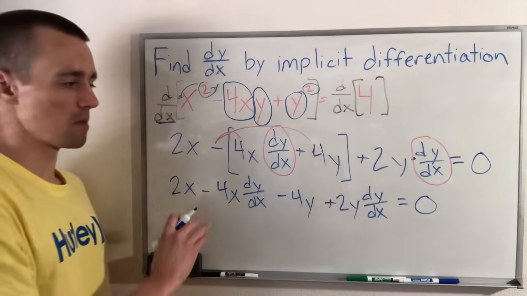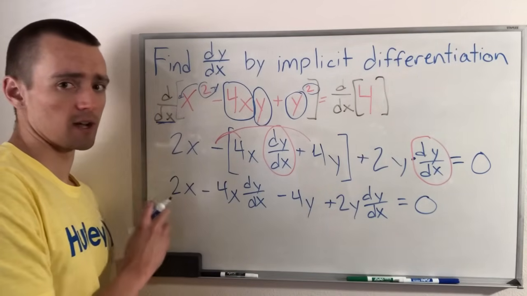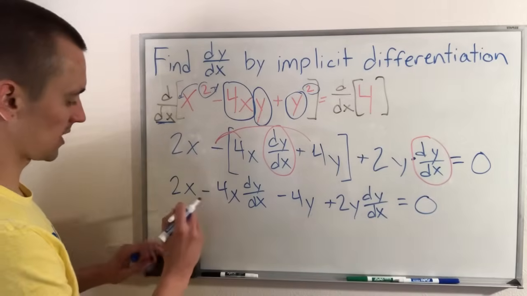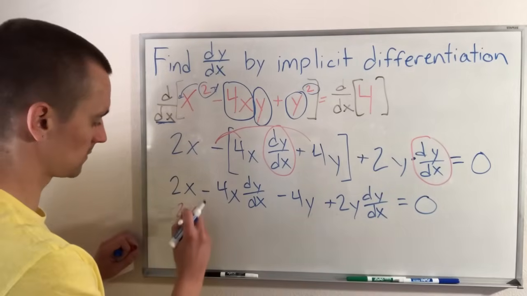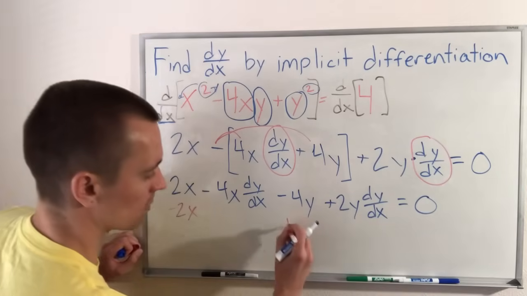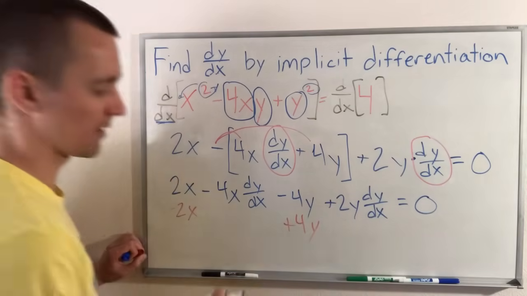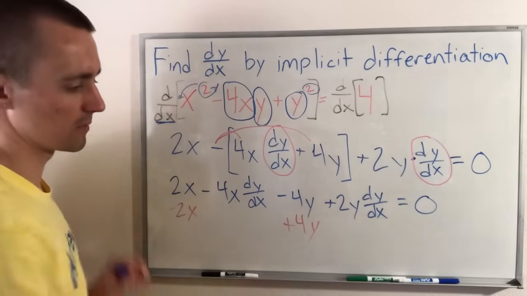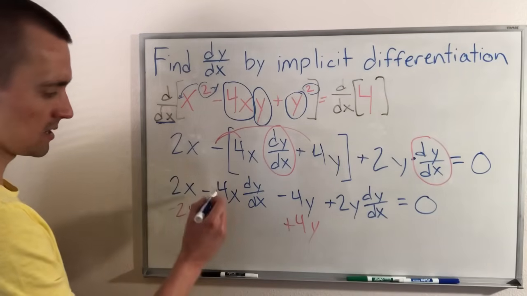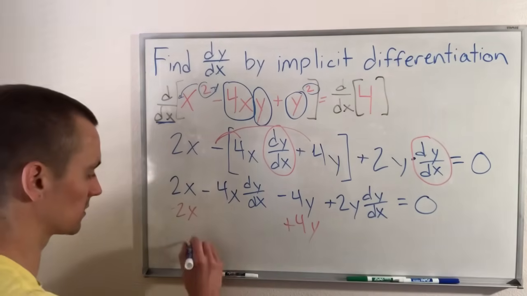So then we can move everything that doesn't have a dy dx in it over to the other side. So we'll subtract 2x. This has a dy dx in it, so we'll leave it there. We want to get rid of the 4y, so we'll add that over to the other side. And then this term here has dy dx in it, so we'll leave that here. So that gives us negative 4x dy dx will stay.